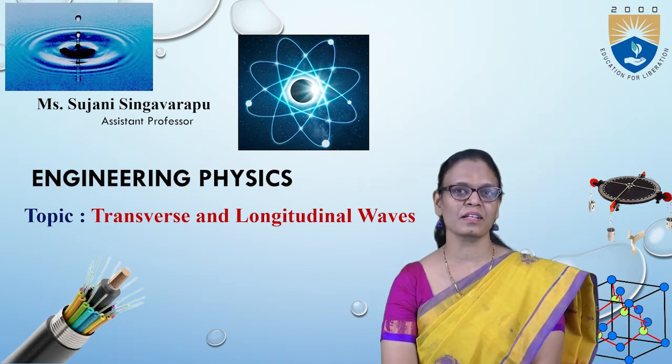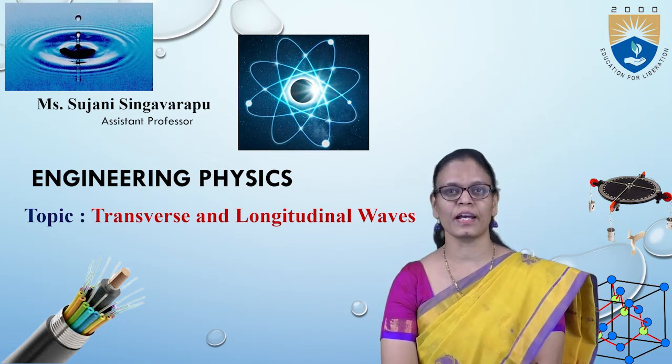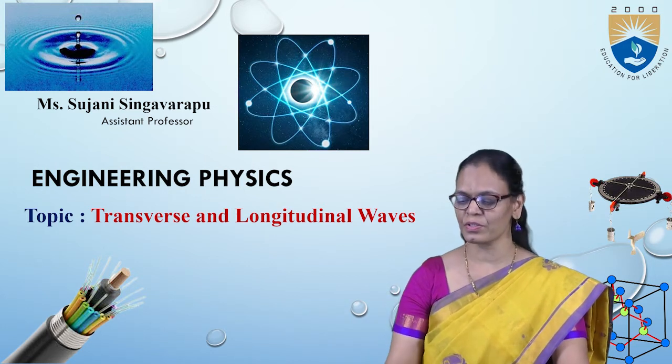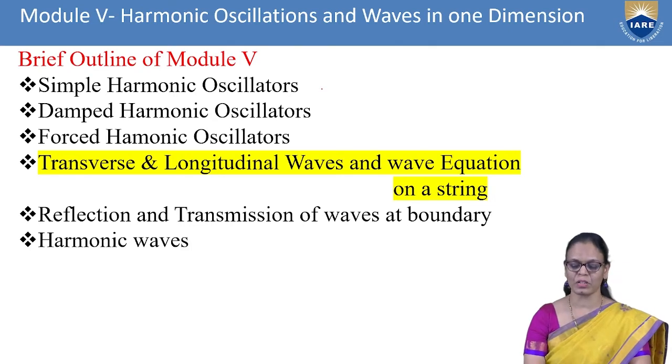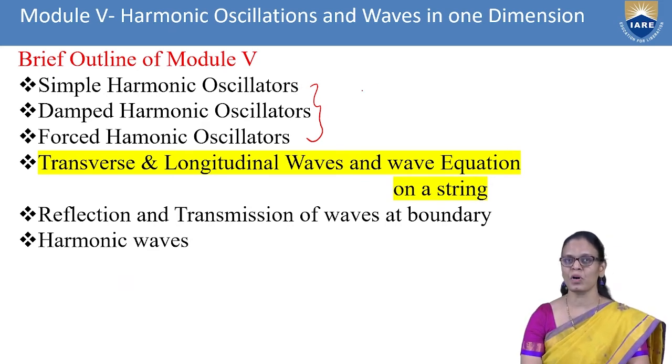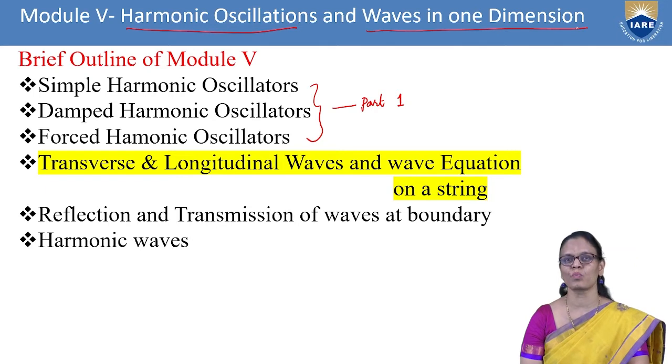Today we are going to discuss one more important topic in the fifth module of engineering physics course, that is waves in one dimension. We have already discussed oscillators. This is the first part in this module, where we have discussed simple harmonic oscillators, damped harmonic oscillators and forced oscillators. I can say this is part 1, harmonic oscillations. Now we are going to go into the next part, that is waves in one dimension.